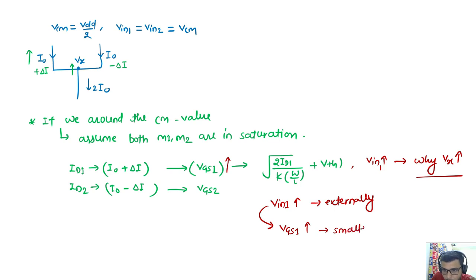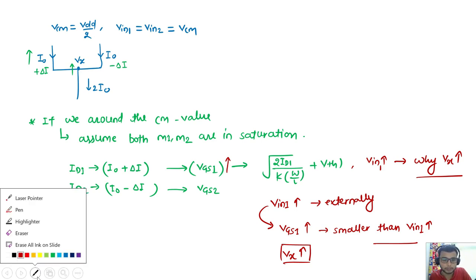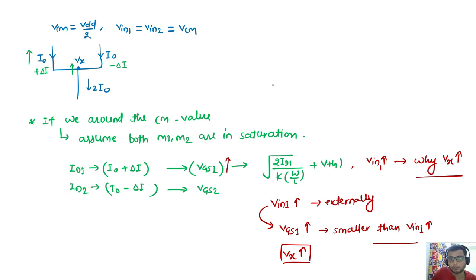It is smaller than V in 1 increment. That you have to figure out. Hence, we can see that Vx is also increasing, because there are two quantities. That relation is very clear, that everyone knows from mathematics. If my V in 1 is VGS1 plus Vx, it is something like this.